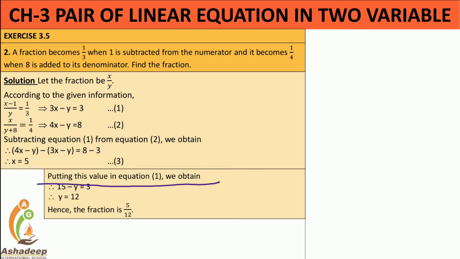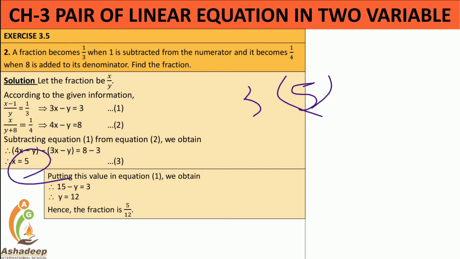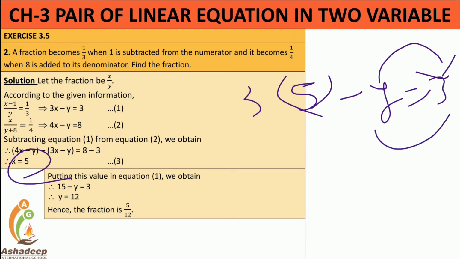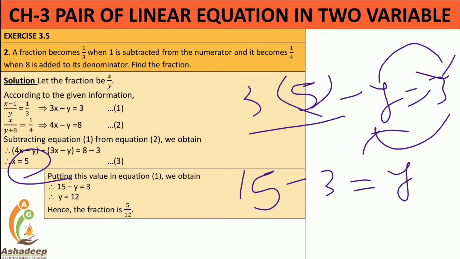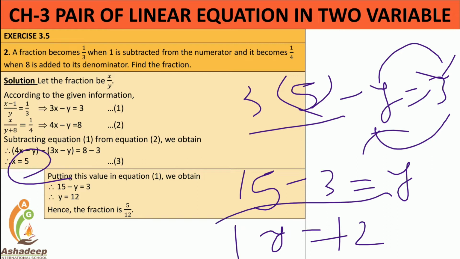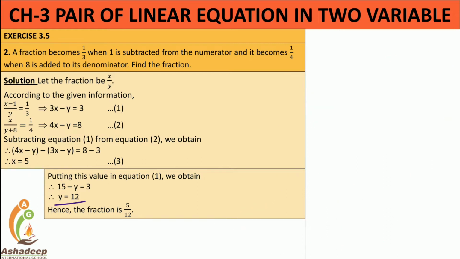Putting this value in equation number 1 or in equation number 2, whatever you are comfortable with. Here I am comfortable with 1, so I will put it into 1. So 3 into x, the value of x is 5, minus y is equal to 3. Now y goes to the other side, it becomes plus. 3 comes to this side, it becomes minus. So 3 fives are 15, minus 3 is equal to y, and therefore y is equal to 12.